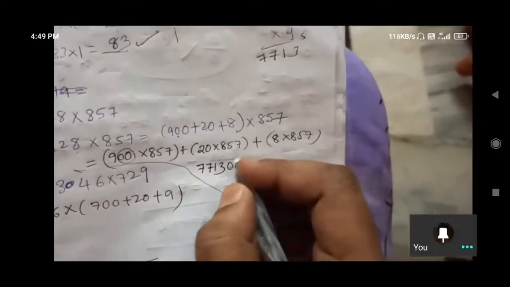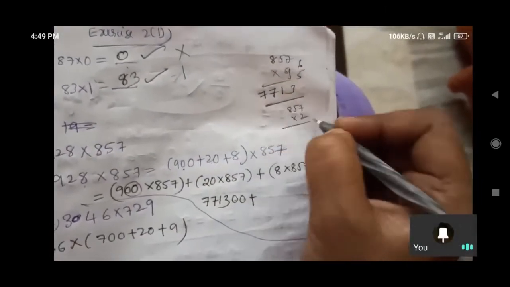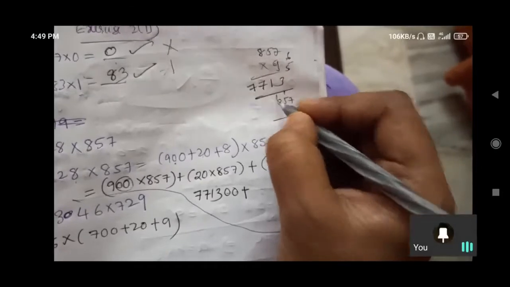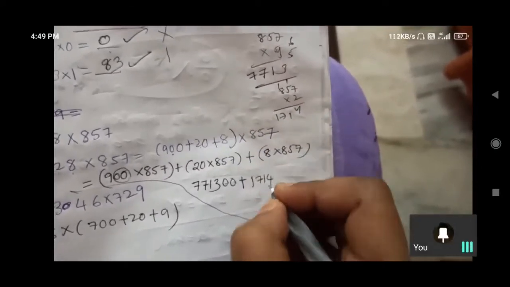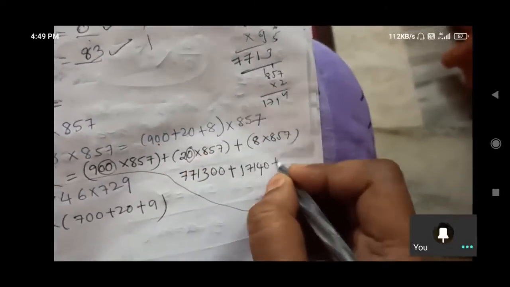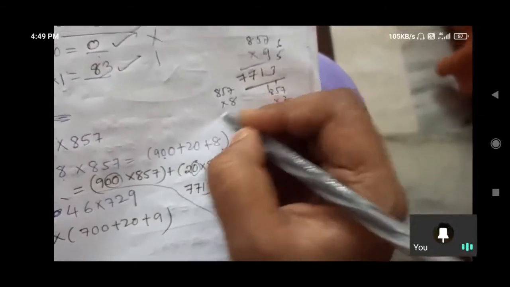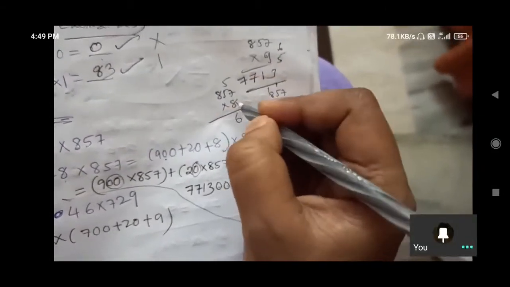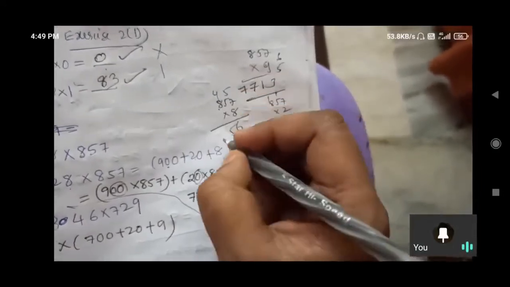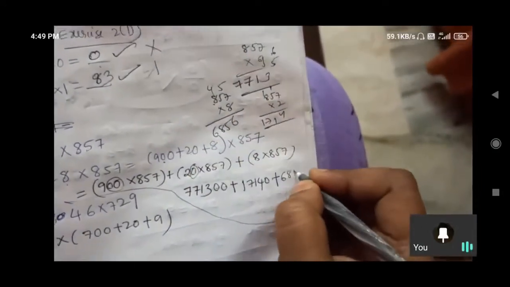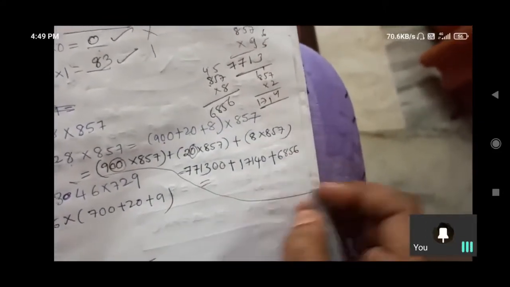Plus we have to multiply with 2. So 857 into 2, how much? 14, 10 plus 1 is 11, 16 plus 1 is 17, so 1714. Here we have to add this 0. Plus again with 8 we have to do 857 into 8, how much? 8 7s are 56, 8 5s are 40 plus 5 is 45, 8 8s are 64 plus 4 is 68, so 6856. Now you can add all these, and the answer will come.